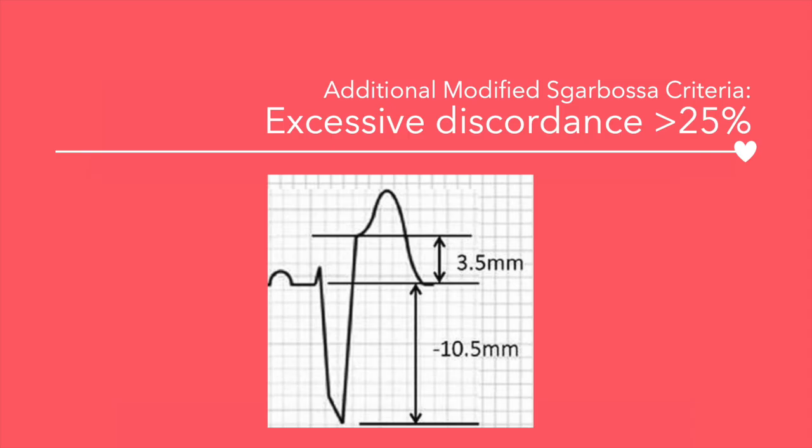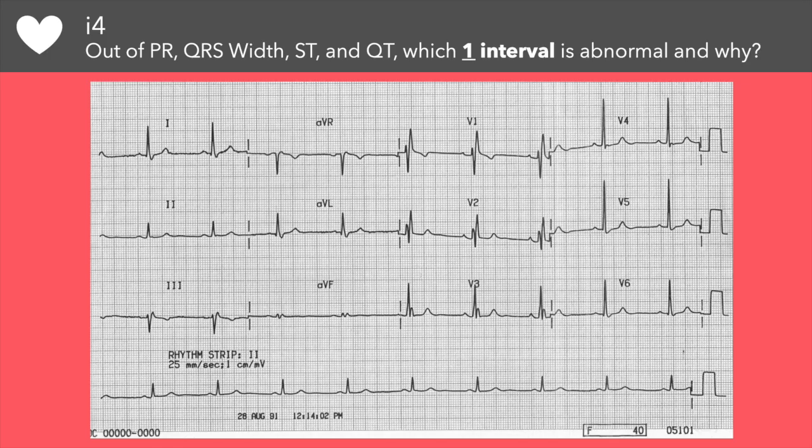If you ever encounter ST elevation in the context of a left bundle branch block, you can always do an electronic search for modified Sgarbossa criteria to pull up the 3 criteria to double check your suspicion of a possible STEMI. Alright, moving on to I4.